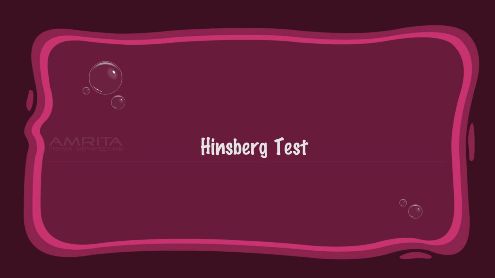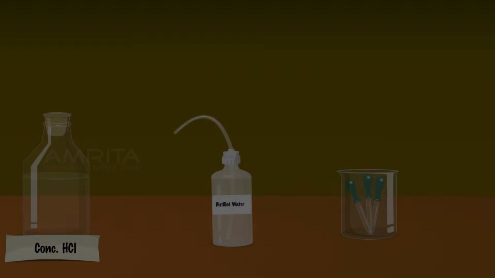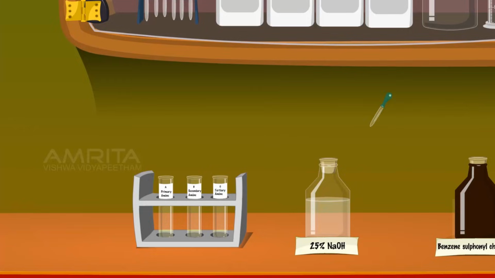Hinsberg test. Procedure. Using a dropper, take a small quantity of 25% NaOH and add a few drops of it into the test tubes A, B and C. Now add a small quantity of distilled water to the test tubes A, B and C.